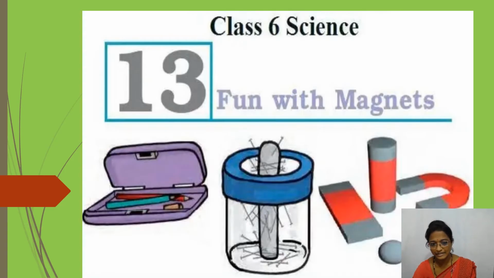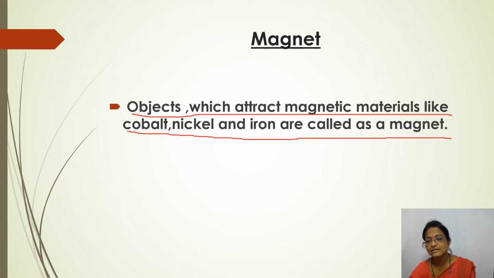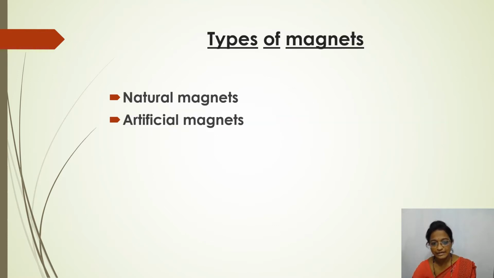Fun with Magnets. So before starting this class, let us recall what we have learned in the previous class. In the previous class, we have learned about magnets. So what do you mean by magnet? Yes, objects which attract magnetic materials like cobalt, nickel and iron are called magnets. There were two types of magnets: one is natural magnet and another one is artificial magnet.